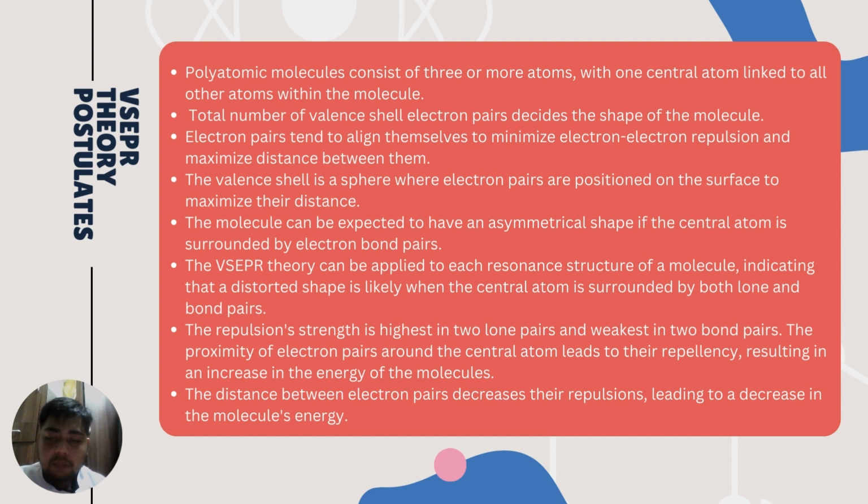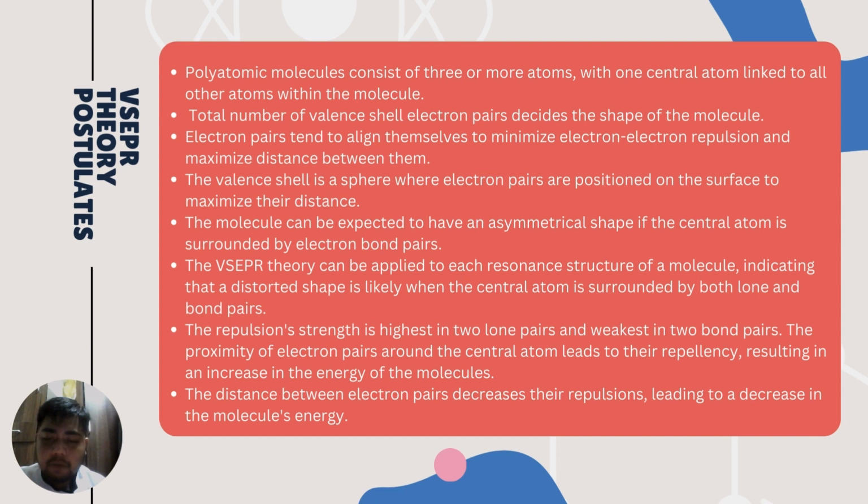The molecule can be expected to have a symmetrical shape if the central atom is surrounded by only bond pairs. The VSEPR theory can be applied to each resonance structure of a molecule, indicating that a distorted shape is likely when the central atom is surrounded by both lone and bond pairs, and the repulsion strength is highest in two lone pairs and weakest in two bond pairs.